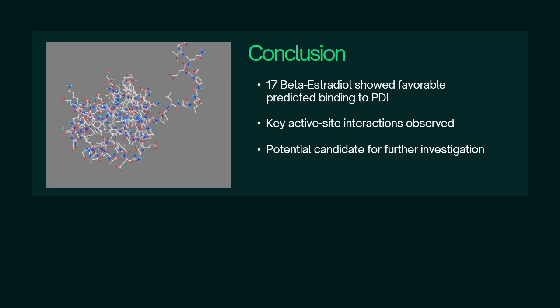So in conclusion, all 5 ligands showed strong to moderate predicted binding to PDI. The 17-beta estradiol demonstrated the highest binding affinity at about minus 8.6 kilocalories per mole. Based on the docking results, it can be concluded that this is a protein candidate for further in vitro or in vivo validation. However, it is important to remember that molecular docking provides only computational predictions, and experimental validation is necessary to confirm the inhibitory activity.